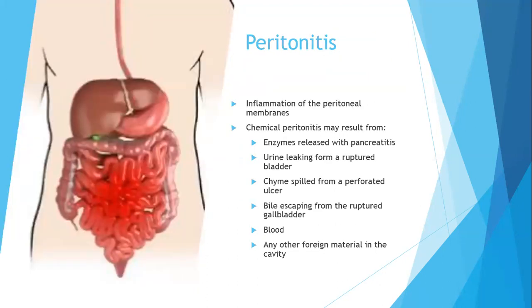Peritonitis is inflammation of the peritoneal membranes. Chemical peritonitis can result from enzymes that are released from the pancreas when you have pancreatitis. It can result from other ruptures or perforations, ruptures in the bladder, ruptures in the stomach, ruptures in the gallbladder. So when stuff ruptures, chemicals get where they're not supposed to be, basically, and you end up with peritonitis. It can be caused by blood bringing foreign material to the area, or any other foreign material in the abdominal cavity. And it's serious. You can die from it. So it's definitely to be avoided.